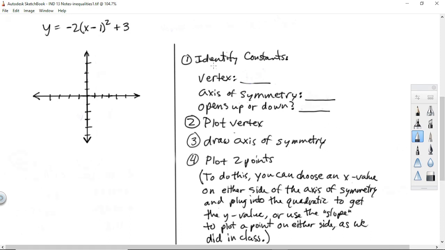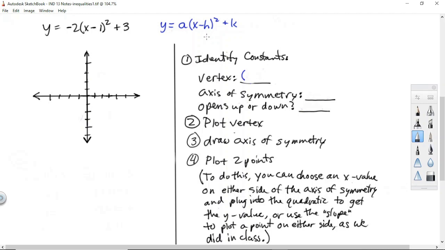And over here we have the steps. So the first step is to identify the constants. What is the vertex of this parabola? Well, we get it from h and k, right? And I'll rewrite the vertex form here. Oh, left off the a.